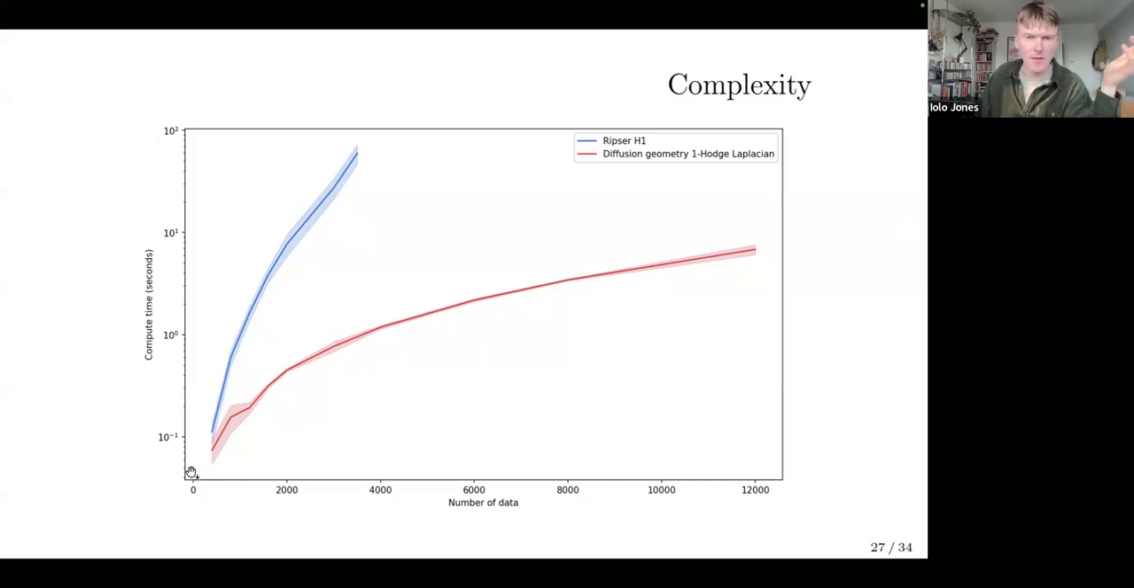You can see the x-axis here is the number of data points, and the y-axis is on a log scale, the compute time in seconds. Going via these diffusion geometry methods is orders of magnitude quicker, for reasons that are hard to explain briefly now, but exploiting these geometric structures gives very good computational performance. Even 12,000 points only takes about 6 seconds in this regime, whereas computing H1 in Ripser with 12,000 points would have taken a couple of hours, which is why I only stopped there.